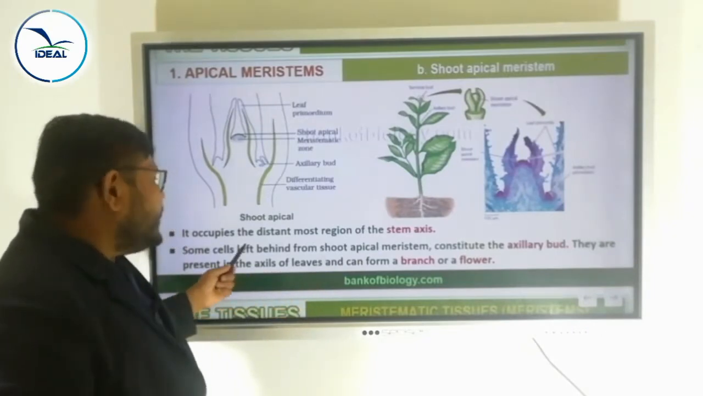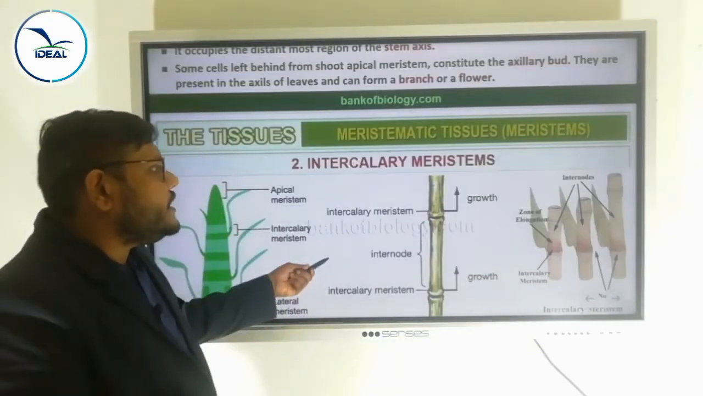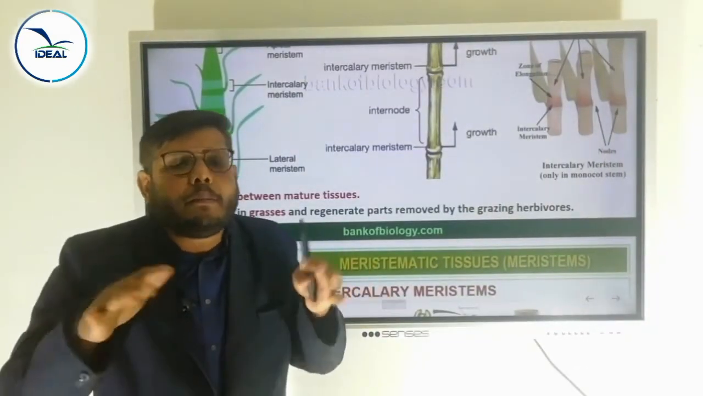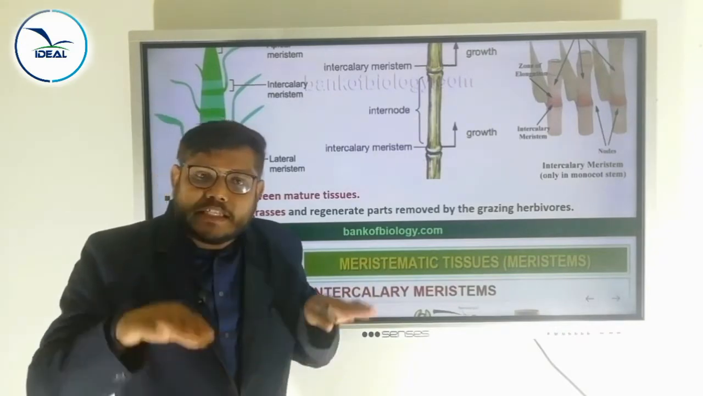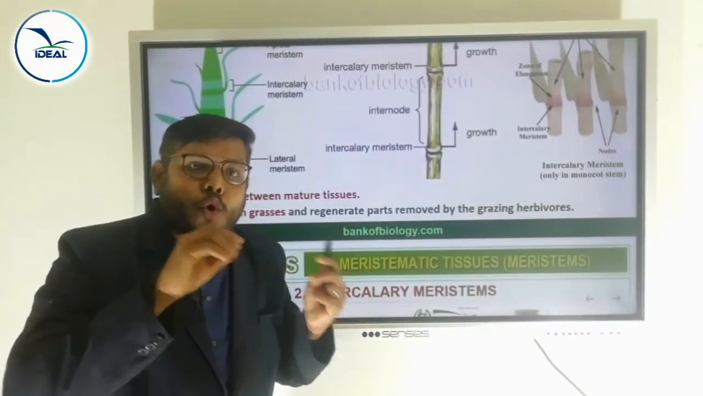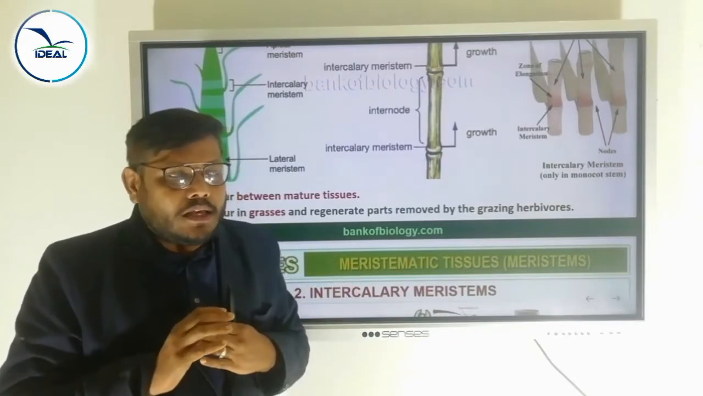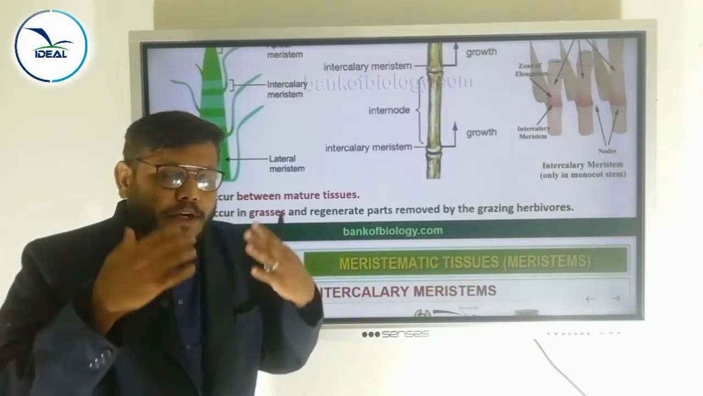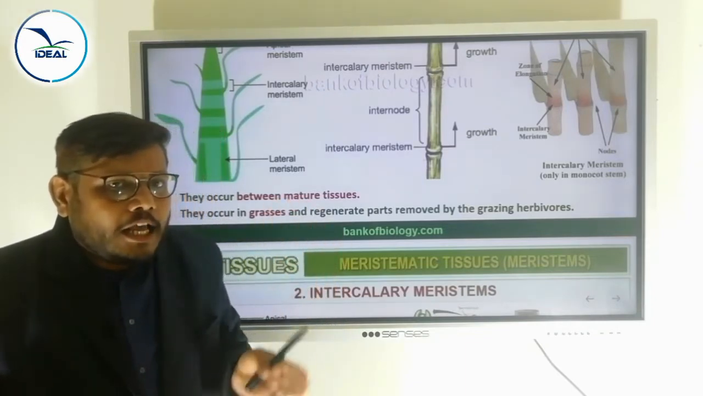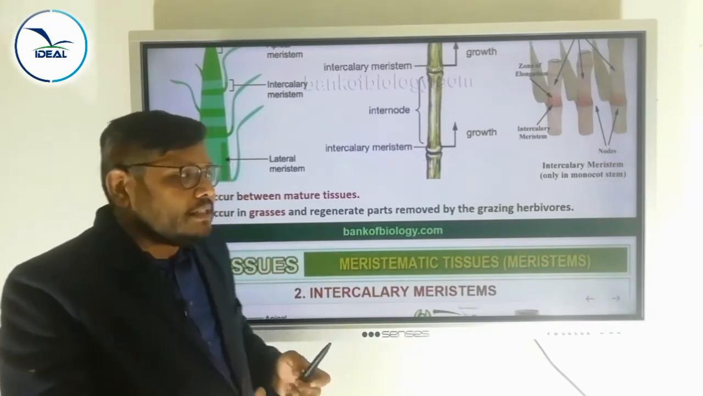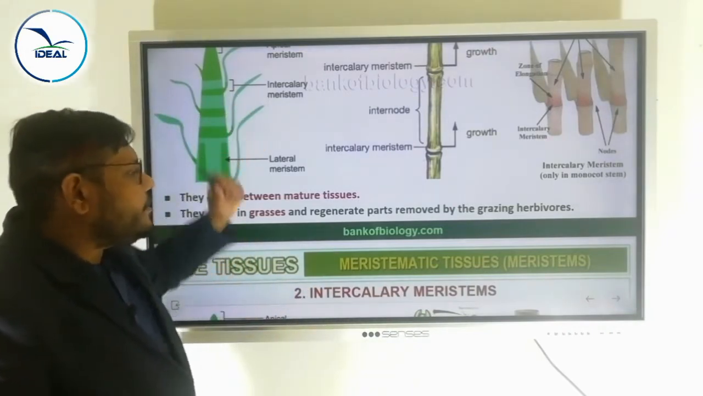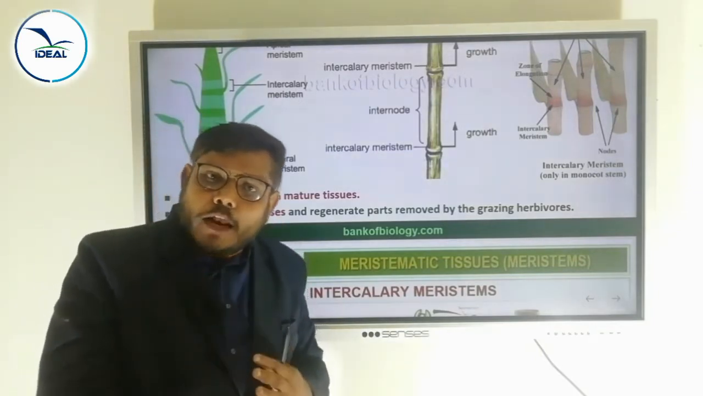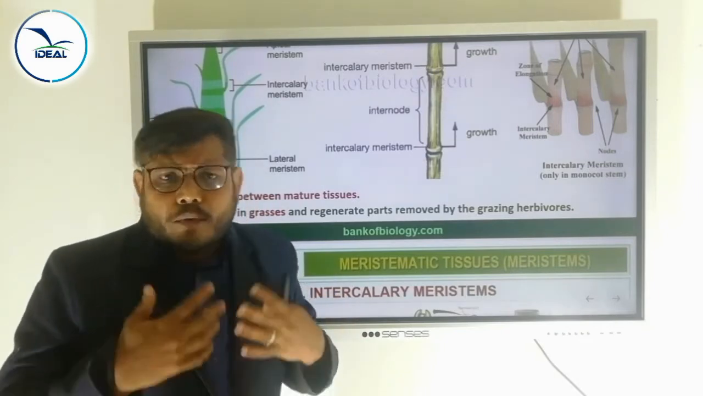The next type of meristem is called intercalary meristem. What is intercalary meristem? It occurs between the mature tissues. This type of meristem is especially found in monocot stems, for example grasses. If you observe a monocot stem, we can see that between the mature tissues there is a meristem. That meristem is called intercalary meristem. Intercalary meristems arise from the nodal part of the stem. What is the nodal part?